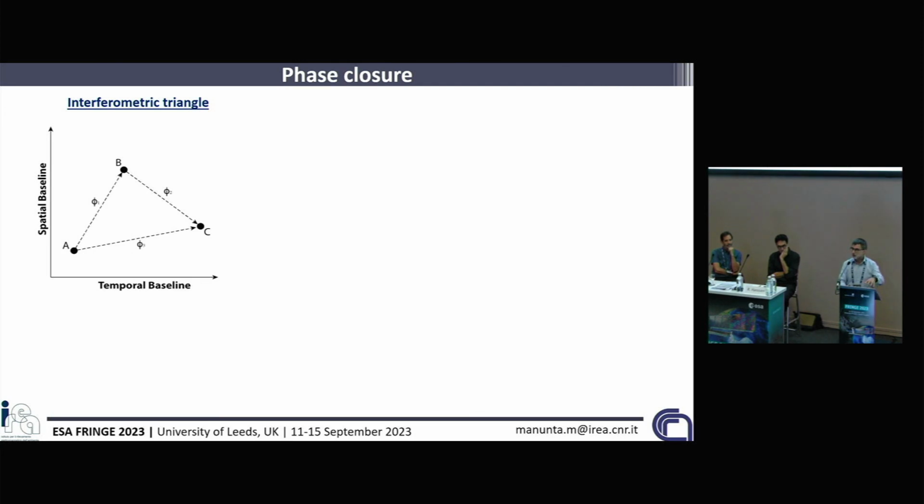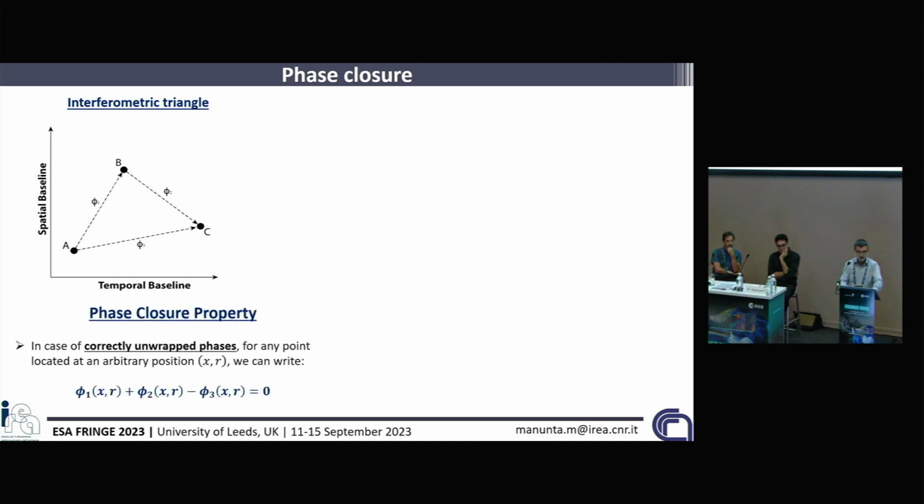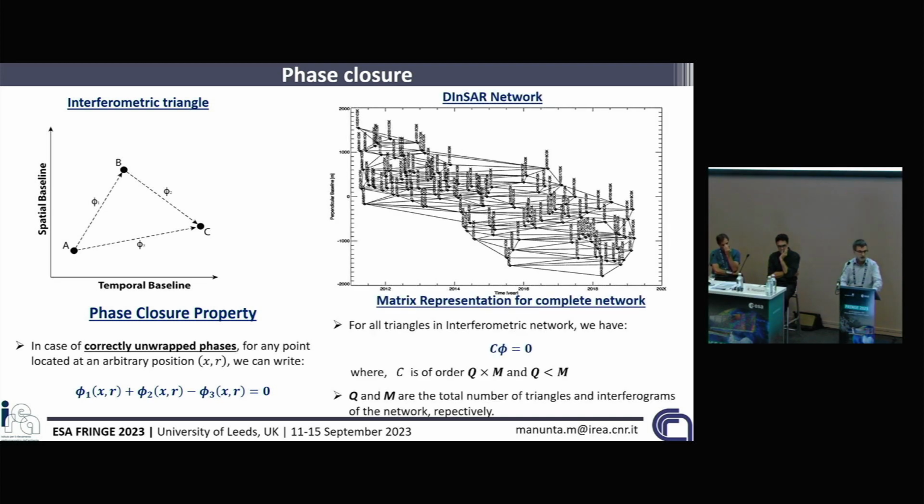To understand what we have done, let's start from a very easy example. It's relevant to three acquisitions, A, B, C. From these three acquisitions, we can generate three interferograms. And we know that if we are working with unwrapped data, or correctly unwrapped data, we don't have any residual within the triangle. Of course, we can translate this simple equation in a matrix formulation.